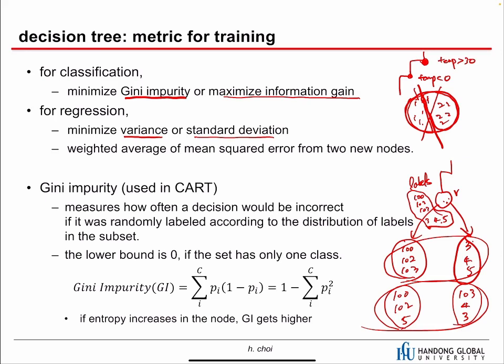Now let's talk about the Gini impurity, which is used in CART. Gini impurity measures how often a decision would be incorrect if it was randomly labeled according to the distribution of labels in the subset.